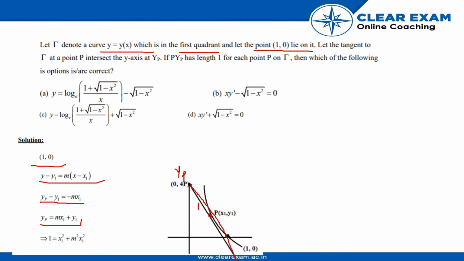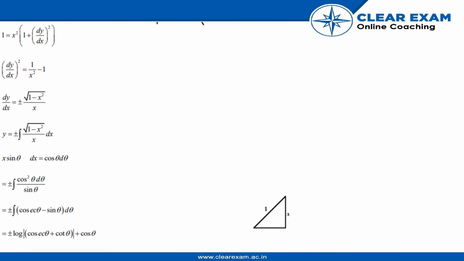From here we get 1 is equal to x_1 square plus m square x_1 square. Now when we write m as dy by dx, we get 1 is equal to x square into 1 plus dy by dx whole square, right? So from here we get the value of dy by dx as plus minus root 1 minus x square divided by x. Alright.